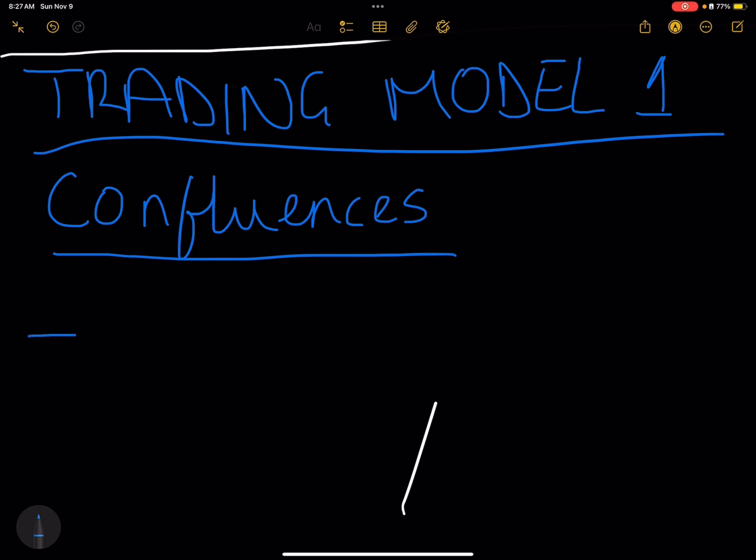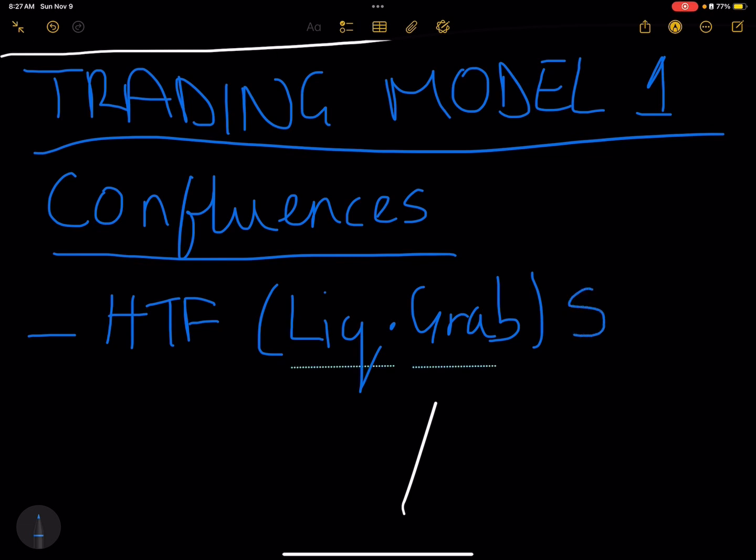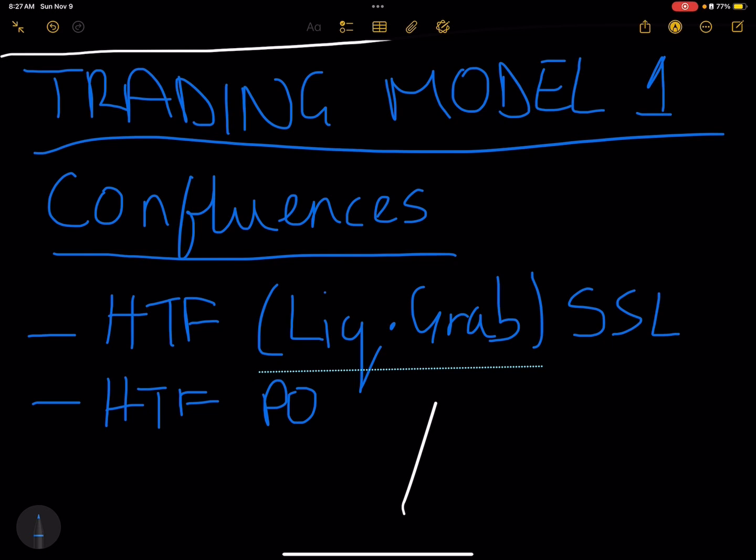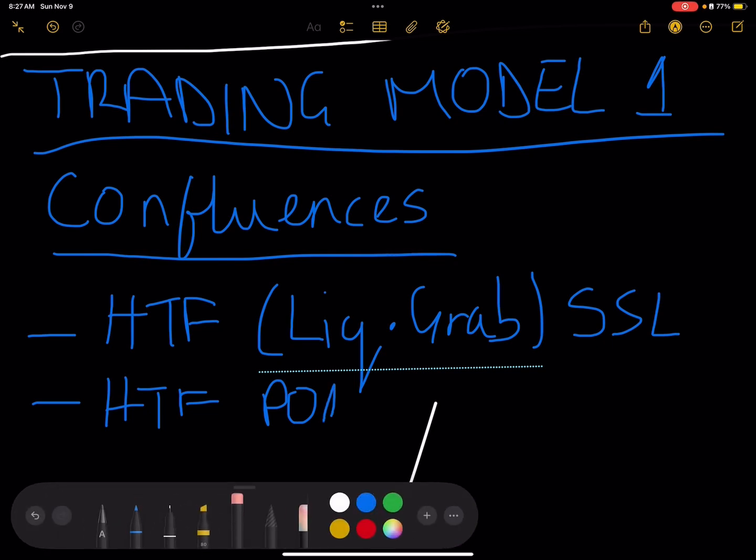So for instance, I have a higher time frame liquidity grab, which in other words is a sell-side liquidity that I use. It must be sell-side liquidity. I have a higher time frame point of interest, which can be an order block or something else. Point of interest, excuse me.